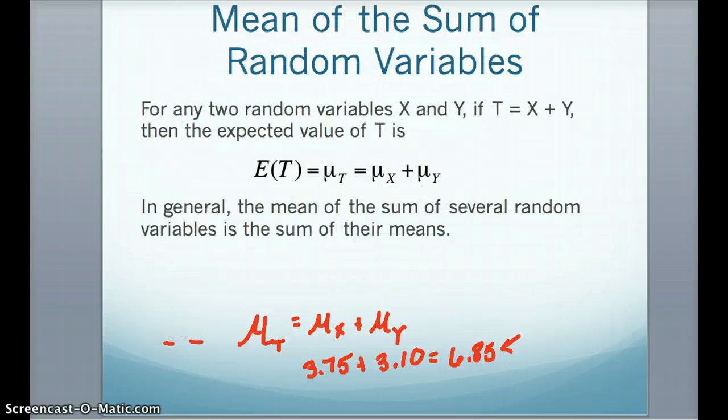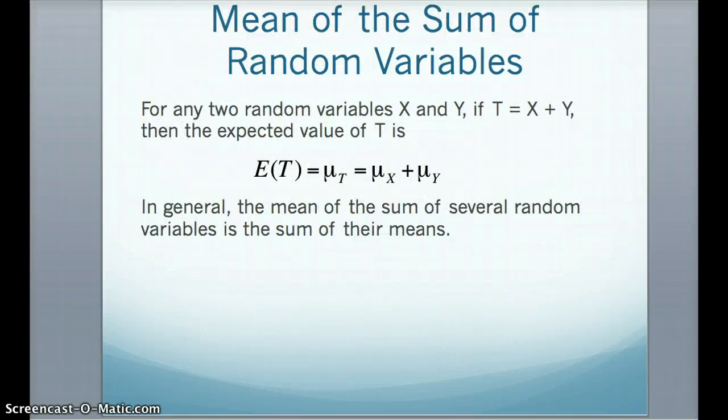So, quick notes on that. It's very easy. For the mean of the sum of random variables, for any two random variables X and Y, if T is equal to X plus Y, so your transformed variable is now combining two variables, then the expected value of T is as follows. In general, the mean of the sum of several random variables is just going to be the sum of their means.